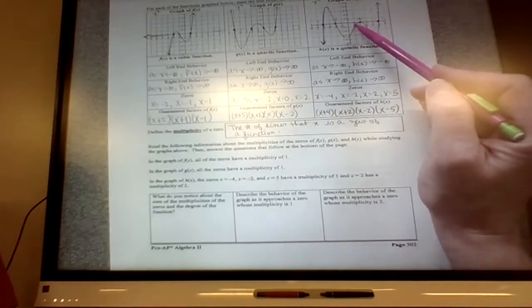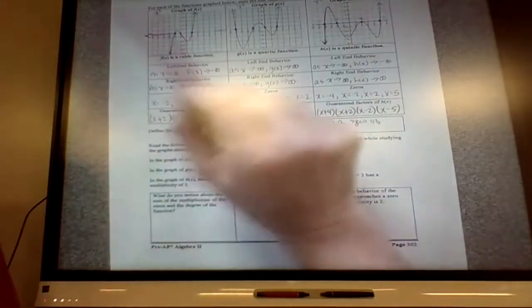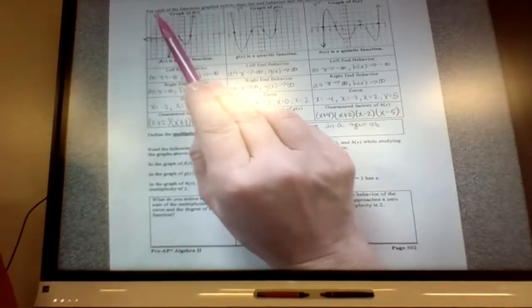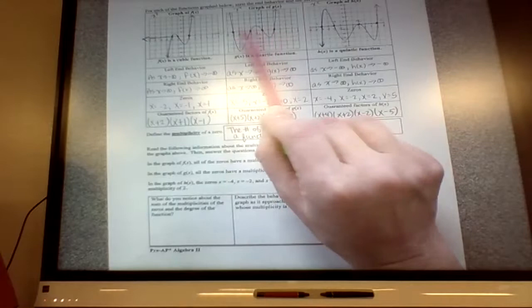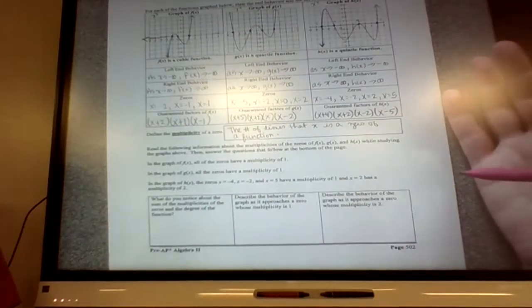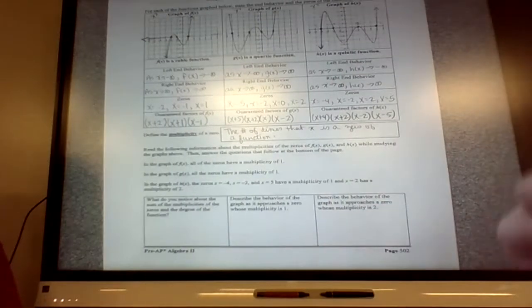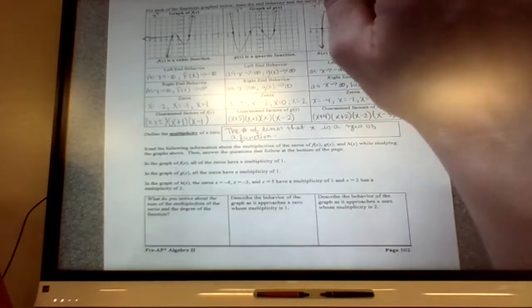What do you notice about how many zeros with their multiplicities and the degree? 1, 1, and 1 add up to be 3. You've got 4 zeros with multiplicity of 1, and guess what? It's 4. But over here, there's 4, but how do you get that fifth one? Because it doubles, so it's a multiplicity of 2. 1, 2, 3, 4, 5.